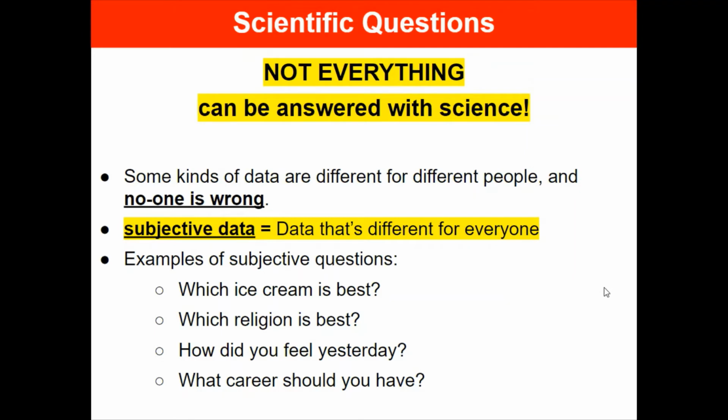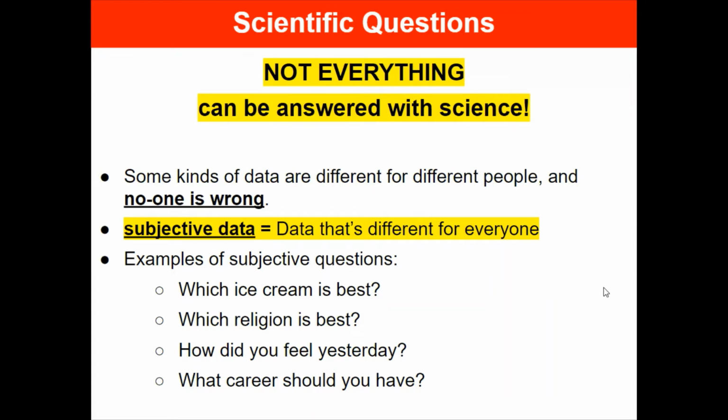Okay, as powerful as science is, not everything can be answered with science. There are some kinds of data that are different for different people, and yet no one is wrong. So that's different than the objective data where they're just set facts. And if someone messes that up, they're just wrong, it's incorrect. So subjective data are data that are different for everyone.